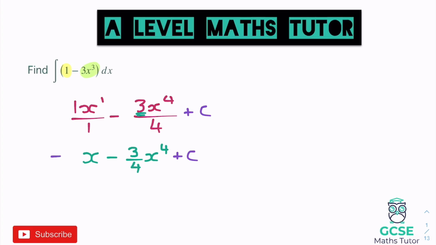So integrating that, we get x minus 3/4 x to the power of 4 plus c at the end. And again, really important, we don't forget that plus c. That's absolutely essential for us to add on there. Right, okay, so there's our first question. So let's have a look at our next one.